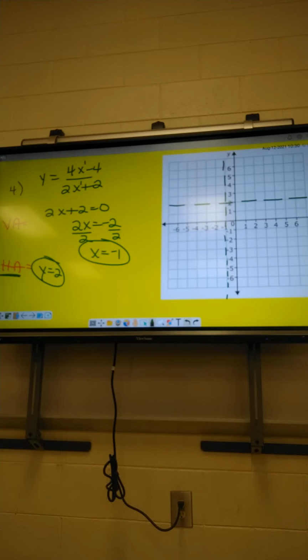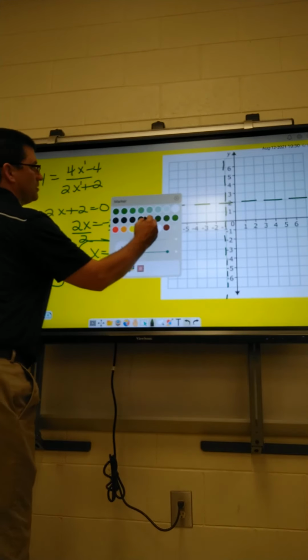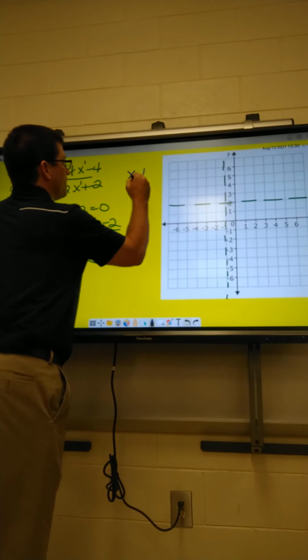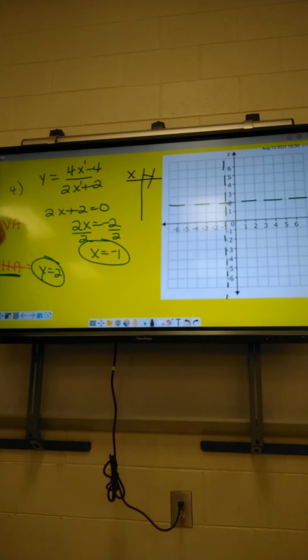All right, question? Nobody's asking questions. That's a good sign. You divide the numbers, Sadie, that are with the x's, so 4 divided by 2 is 2.